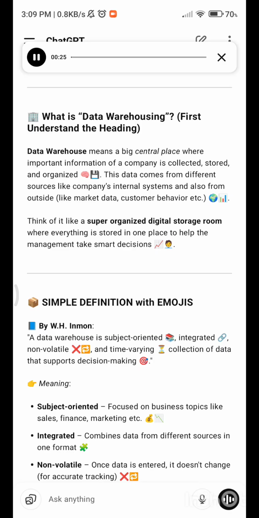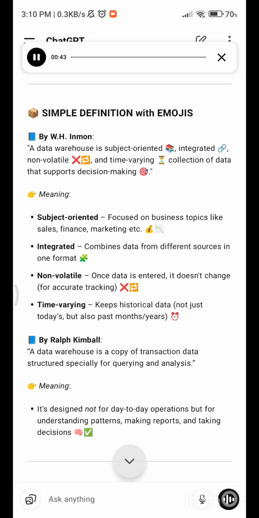This data comes from different sources like companies' internal systems and also from outside, like market data, customer behavior, etc. Think of it like a super organized digital storage room where everything is stored in one place to help the management take smart decisions. Simple definition with emojis. A data warehouse is subject-oriented, integrated, non-volatile, and time-varying collection of data that supports decision-making.